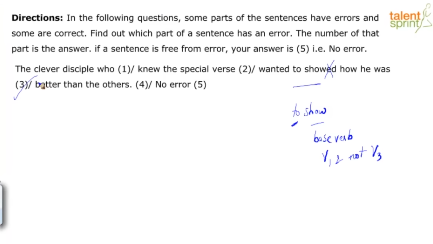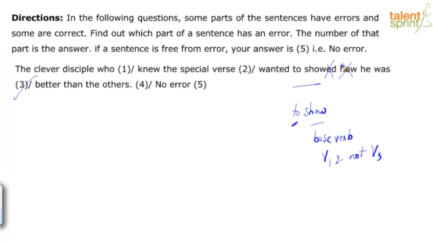He is a pronoun, which is correct. It's substituting the clever disciple. So that's correct. The word that is unnecessary in the context is how, which is in part 3 again. I don't need this how. Without this how also, the sentence is absolutely fine. The clever disciple who knew the special verse wanted to show he was better than the others. It still makes sense either way.